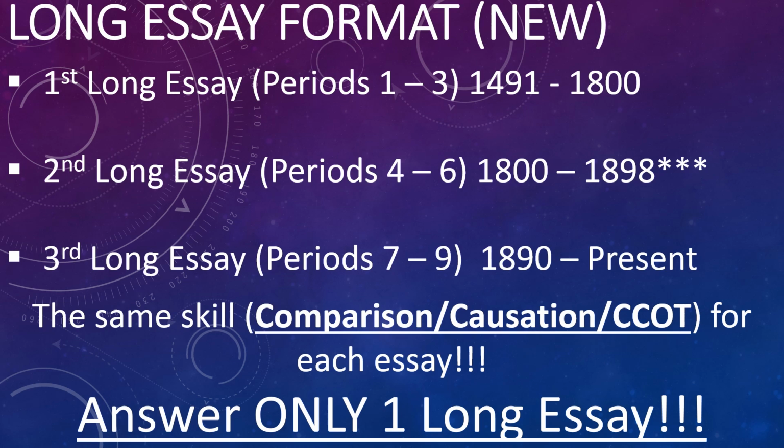You're going to have 3 long essays that you're actually going to choose from. The first long essay prompt is periods 1 through 3, as you can see, pretty much pre-Columbian all the way up to Thomas Jefferson becoming president or through the Adams administration. The second long essay is periods 4 through 6, which is 1800 through 1898. That's kind of the meat of the course. That's why I put 3 asterisks on that particular question.